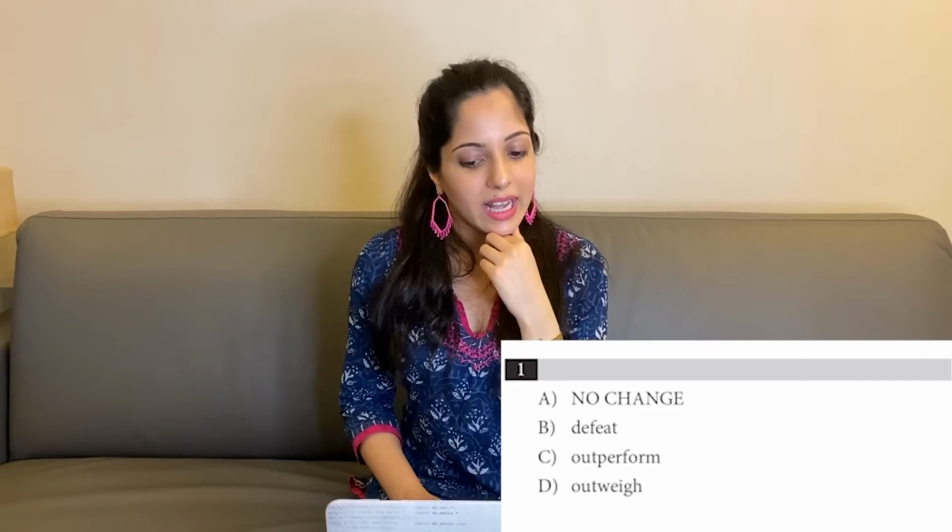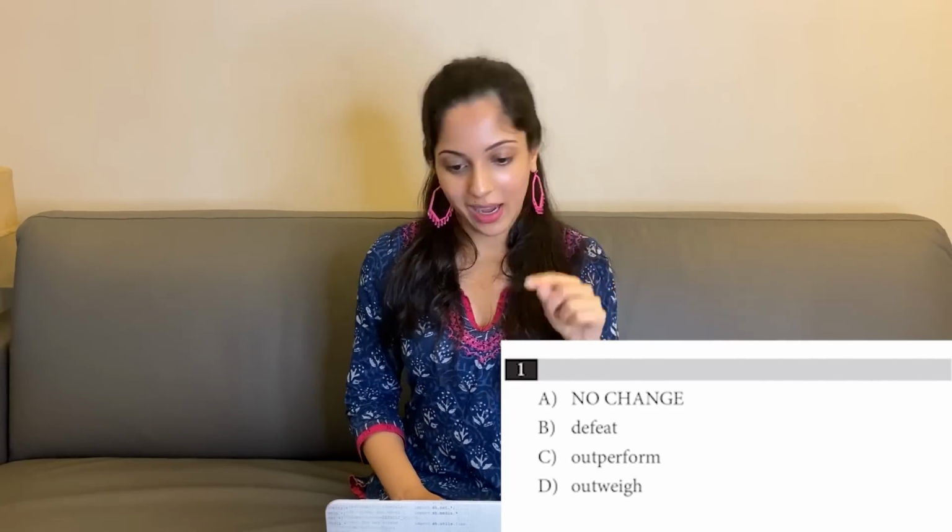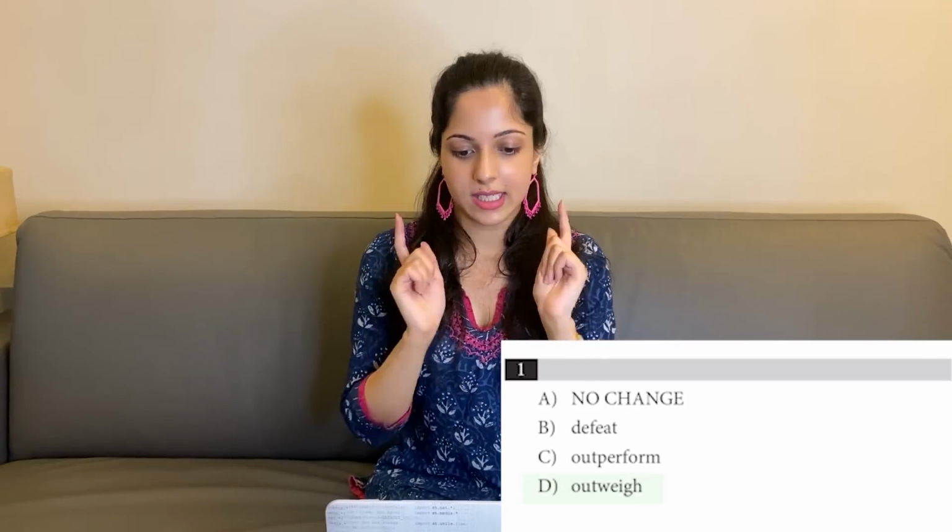Outdo the potential drawbacks. Advantages outdoing drawbacks makes sense, so maybe it's no change, but let's see if there's another word that fits better. B is defeat. Kind of. C is outperform. That could work. And D is outweigh. Between outdo, outperform, and outweigh, I think outweigh is better because when you're weighing two things, advantage, disadvantage, pro, con list, you kind of create balances, quantification. So I would say D, outweigh, is the correct answer.